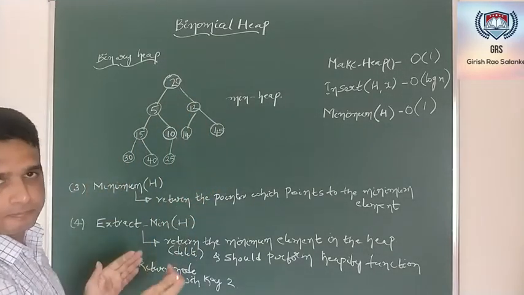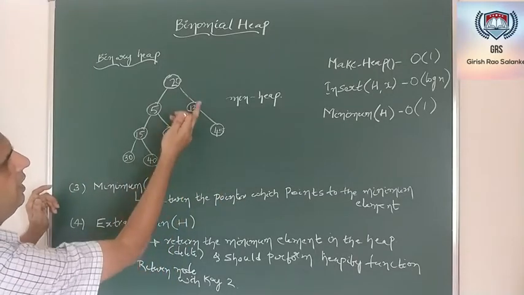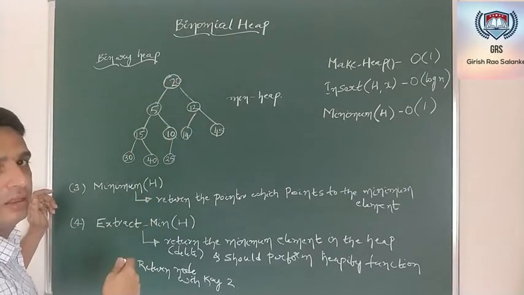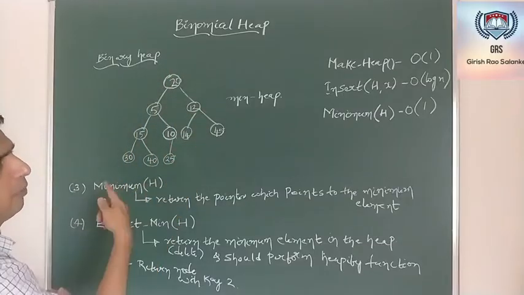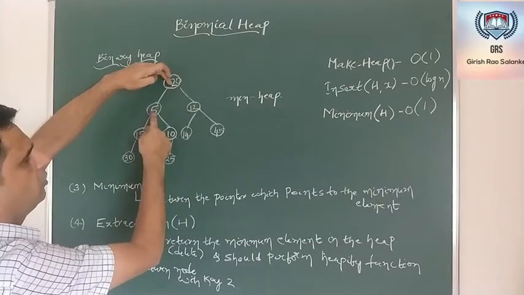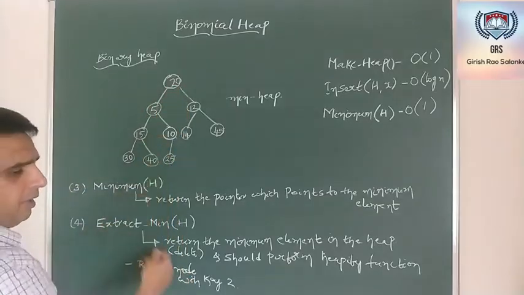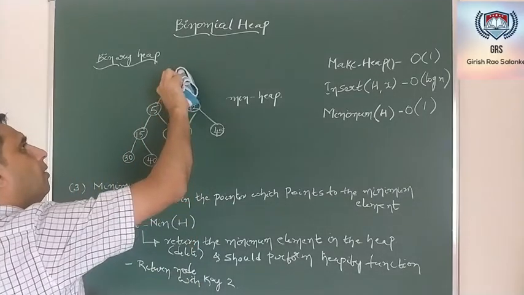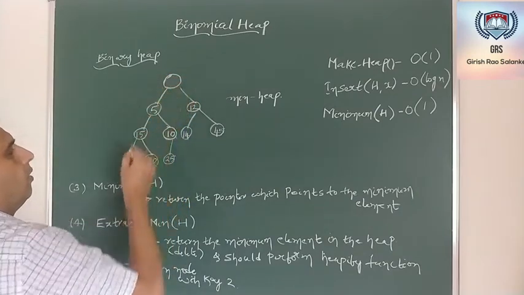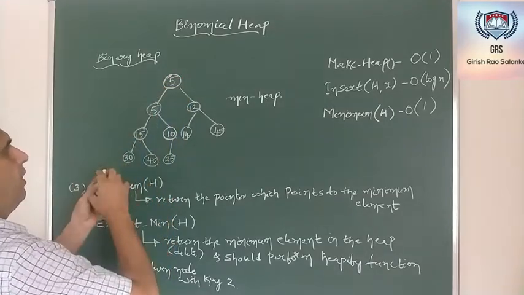Now is this a min heap? If you see properly, the least element in this heap is 5, but at the root node 20 is there. So what do I have to do? I have to perform a heapify operation. Heapify means I will compare this 20 with 5 and 12. Of 5 and 12, which is less? 5 is less, so I will bring 5 here and I will have 20 here.